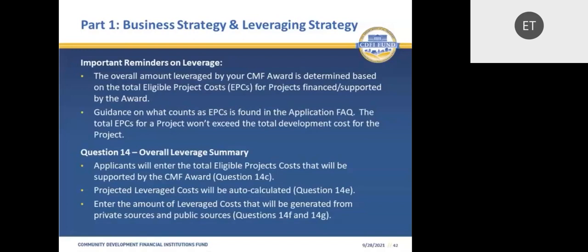So question 14 asks you to provide that overall leverage summary. You're going to enter the total eligible project cost that will be supported by the CMF award in 14C, and then the projected leverage cost will be auto-calculated by subtracting the CMF award. And then you'll enter the amount of leverage cost that will be generated from private sources and public sources in 14F and G. Okay, and we can go to the next slide.